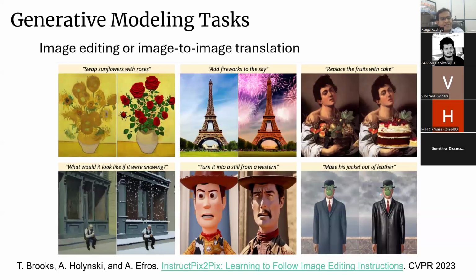So different kinds of other style answers. Swap sunflowers with roses. Add fireworks in the sky. Replace the fruits with a cake, and so on.